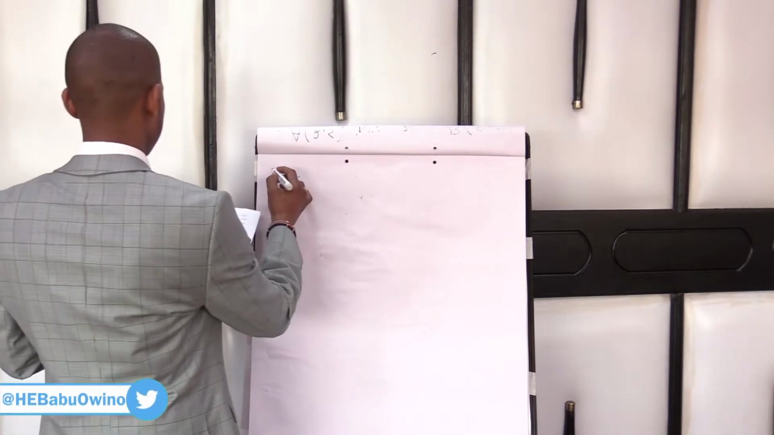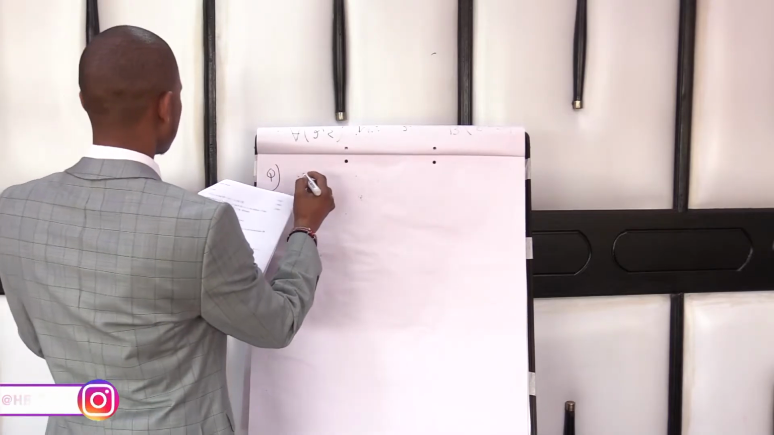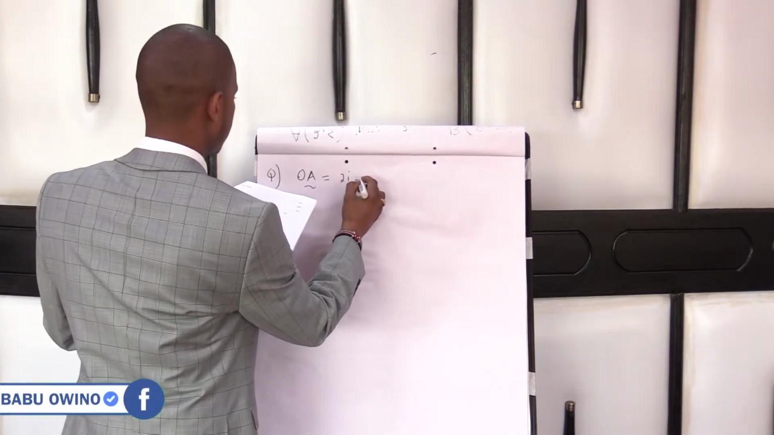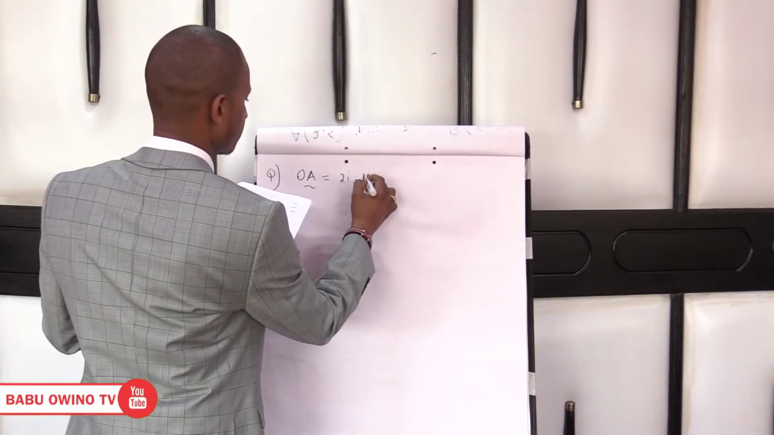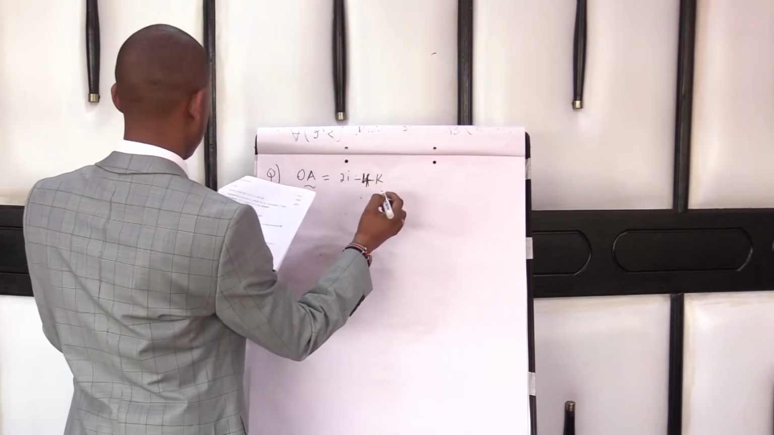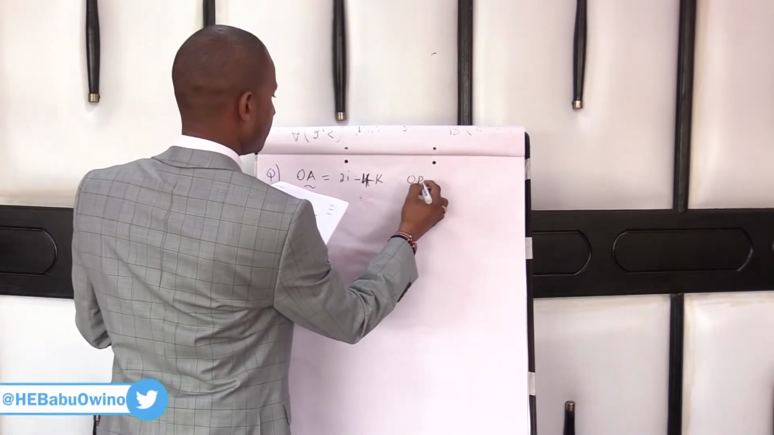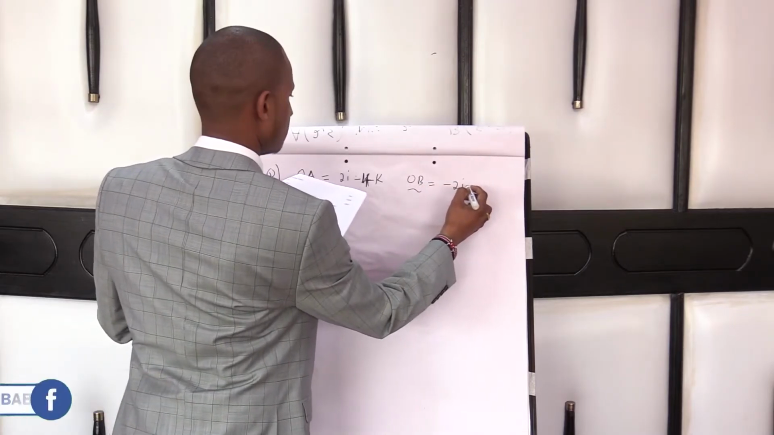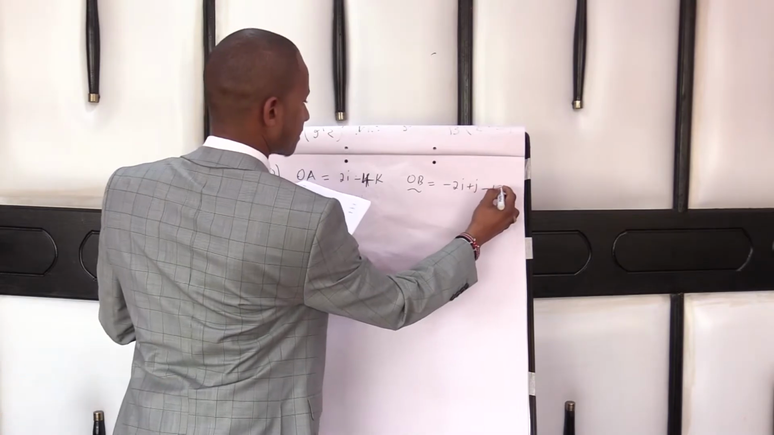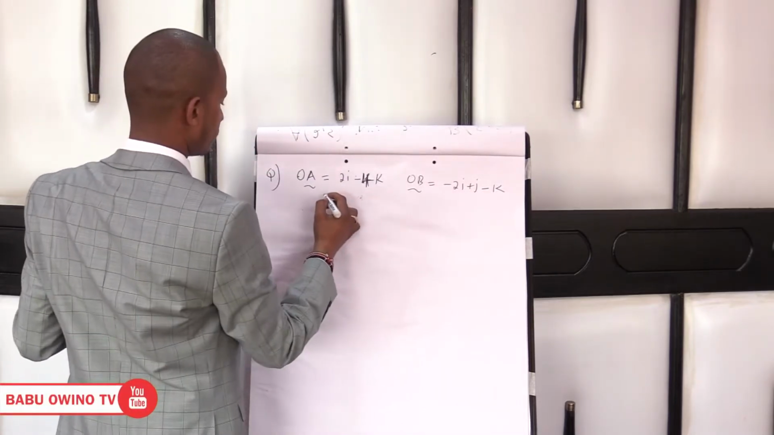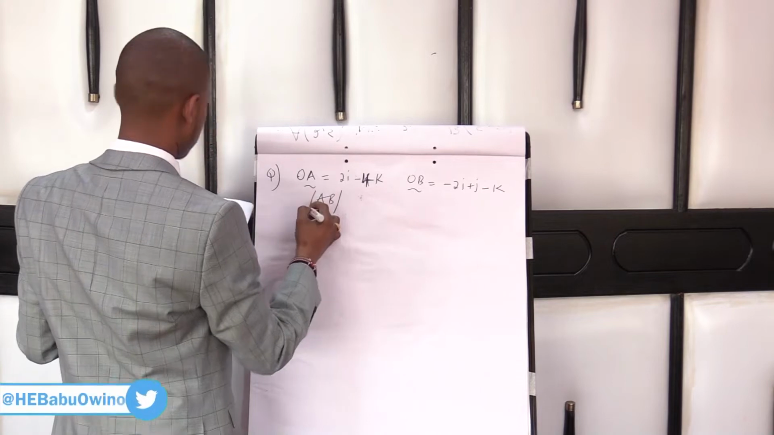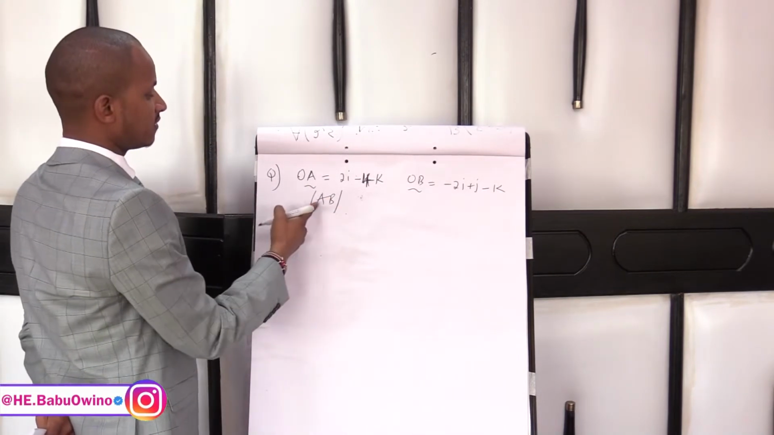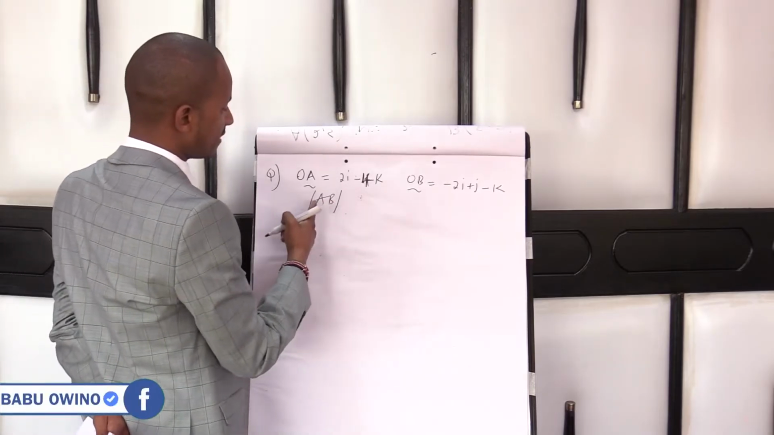you are told OA equals 2i minus 4k, and OB equals minus 2i plus j minus k. Then you are told to find the modulus of AB, the length or the magnitude of AB. AB means B minus A.